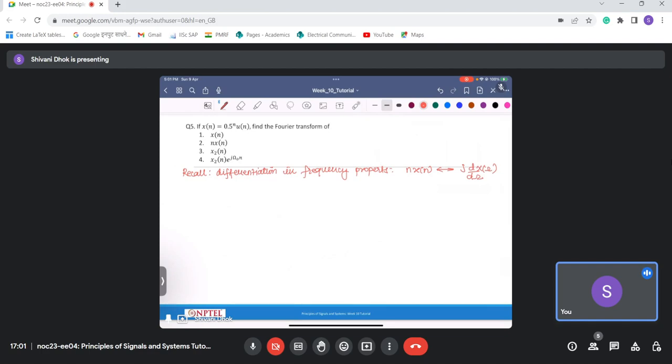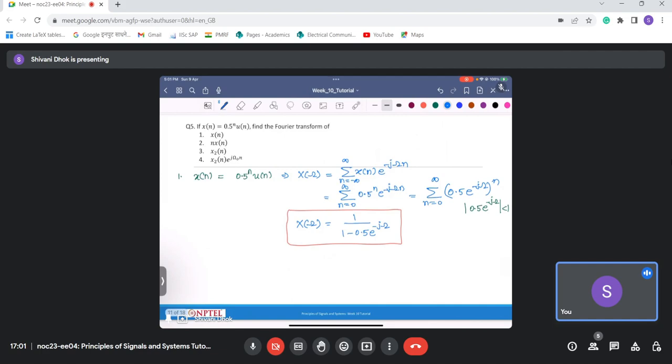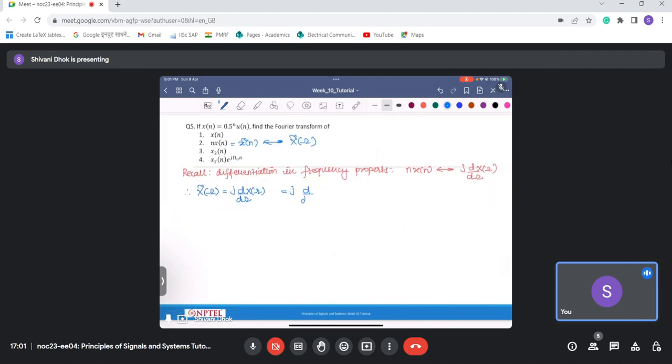Now from the previous part we know what is X of omega, and let's say this is x tilde of n, and let it have its Fourier transform as X tilde of omega. Therefore we have X tilde of omega as j times d by d omega of X of omega, and this X of omega we have found as 1 upon 1 minus 0.5 into e power minus j omega. So it is d by d omega of 1 upon 1 minus 0.5 e power minus j omega. So this is equal to j times minus 1 upon (1 minus 0.5 e power minus j omega) whole square, into minus 0.5 e power minus j omega into minus j.